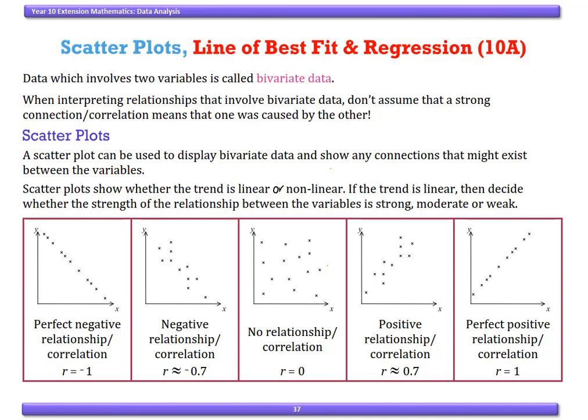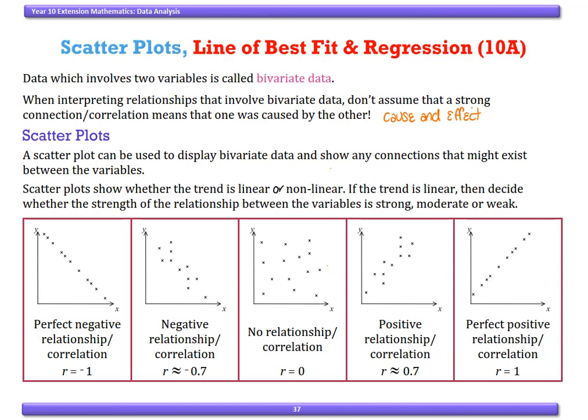Now, data which involves two variables is called bivariate data. Bi meaning two, so two variables. When interpreting relationships that involve bivariate data, big word of warning, do not assume that a strong connection or correlation means that one was caused by the other. Okay, so in psychology, this is looking at cause and effect. Just because one thing has a strong relationship to the other doesn't mean it causes it.